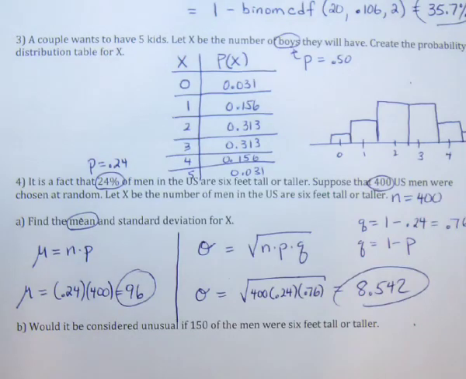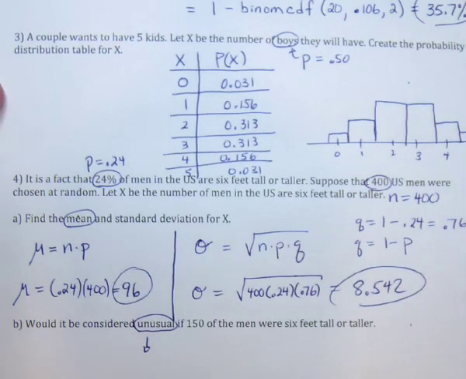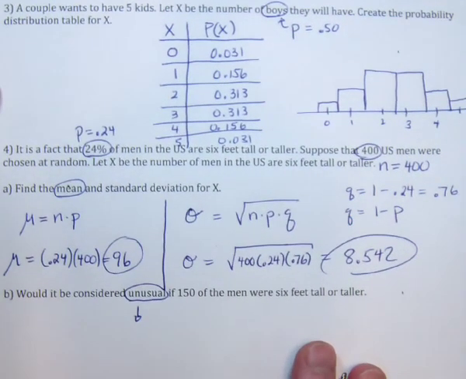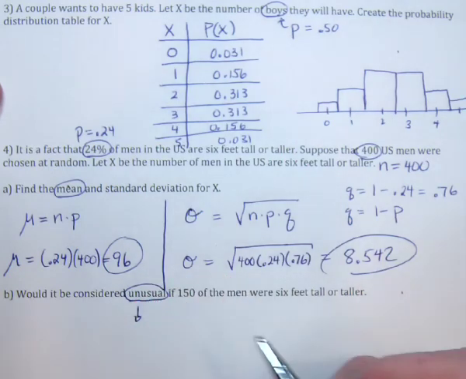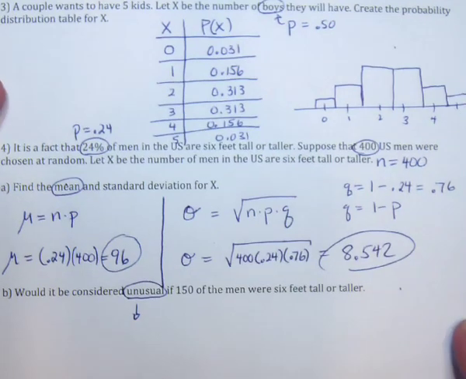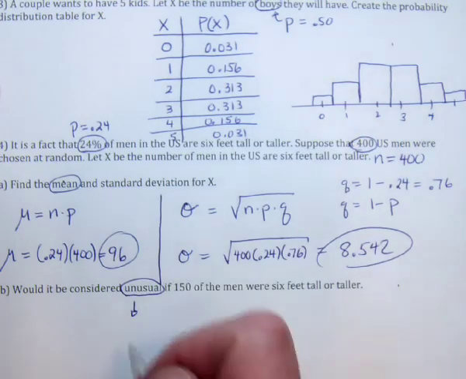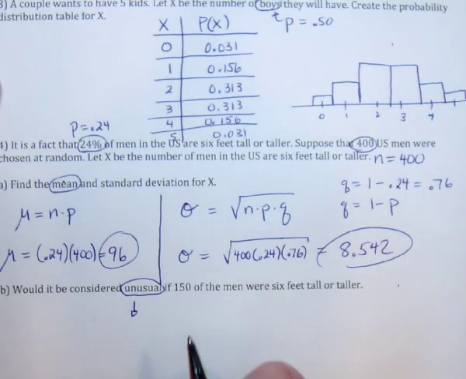And finally, would it be considered unusual? So this is a key word saying if you go out 2 standard deviations. Oh, excuse me, I misread. It's still unusual, but I misread the question. Hold on. Would it be considered unusual if 150 men... Oh yeah, I didn't misread it. Forget about when I said I misread it. Unusual means you go out 2 standard deviations.